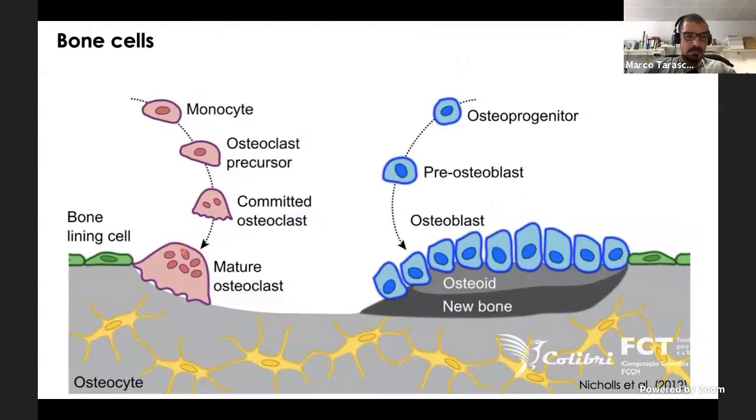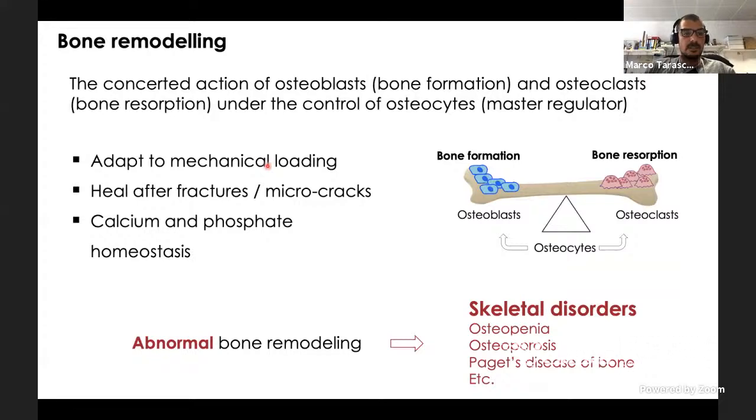Bone is composed of a mineralized matrix and four different kinds of cells. The osteoblasts, which are in charge of bone formation, and the osteoclasts, which resorb bone. Then we have the osteocytes, which are embedded in the matrix and communicate between osteoblasts and osteoclasts. And finally, we have bone lining cells, which are supposed to protect the bone surface while remodeling shouldn't occur. Bone, in fact, is always under constant remodeling, since it needs to adapt to mechanical loading, or, for example, needs to heal after fracture or microcracks, and of course, to maintain calcium and phosphate homeostasis.